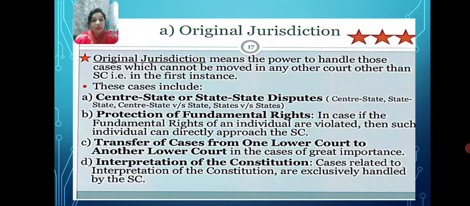Now this original jurisdiction includes the center-state or state disputes. I just gave you an example of a state dispute. The same thing can happen between the central government and the state government. It can also happen between state versus state or center versus state. So you can see this between the government of India and one or more states.